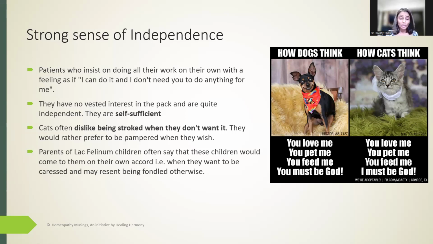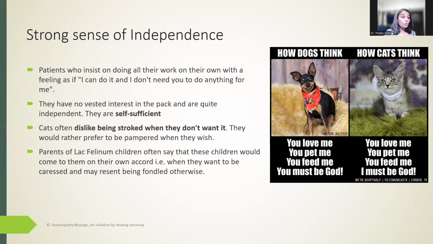Also, if you see this image, it's quite funny, but it is so true. A dog thinks that you love me, you pet me, you feed me, you must be my God. They're very needy, they're very dependent, despite all the abuse that they get, they will follow the master till the end. But cats are not like that. Their attitude is that you love me, you pet me, you feed me, that means I must be the God. So they have this attitude, this haughtiness, this sense that I am the queen, I am the princess, and the world revolves around me.